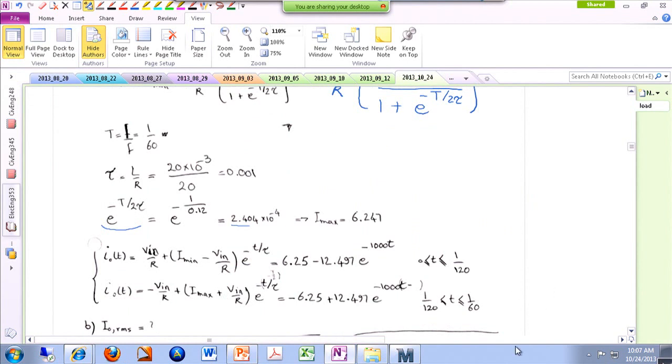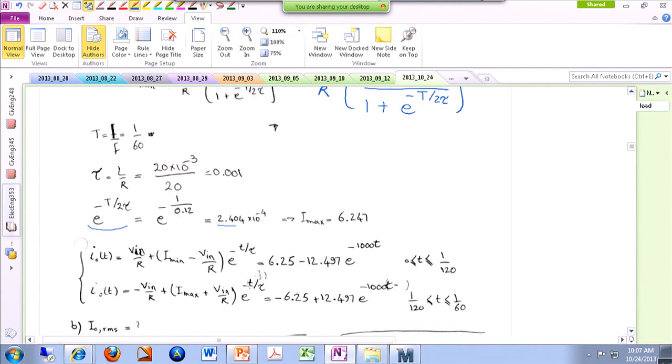Let me just rewrite these expressions. They're a little bit messy over here. So if you want an expression describing your output current, remember in the first mode, the output current was a kind of forced response, which was Vn over R. In this case, Vn is 125 and R is 20, so that gives me 6.25, plus some exponential term that was A times, so this whole thing is actually A: I min minus Vn over R. We just found I min, we have Vn, we have R, we can easily find that.